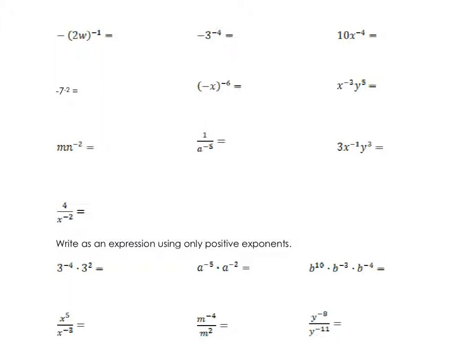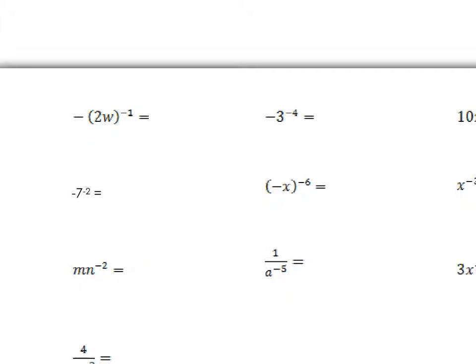Negative 2w to the negative 1 power. Now we have 2 negative signs here. We have a large negative sign that's in front of the 2w. It is large negative signs like this one that are down front that indicate value. It's trying to make your answer negative. We have a small negative sign that's up high with that 1. It is part of the exponent. It indicates location.